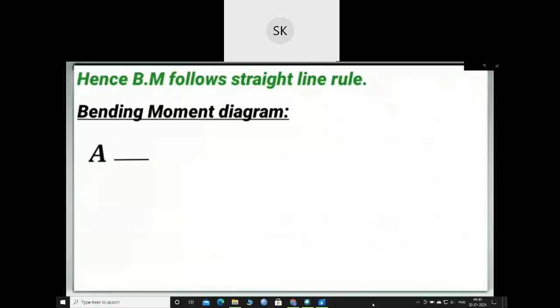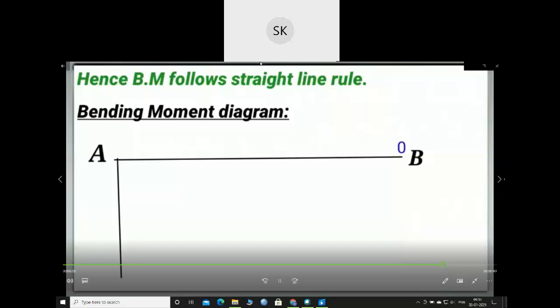We will start from drawing the span AB. Now we know the bending moment at point B is equal to 0. So we will mark this point as 0, and the bending moment at point A is equal to minus WL. So we will draw WL to some scale, but since this is negative, we will draw it below the baseline. And now we will join these 2 points. This will be our resulting bending moment diagram.